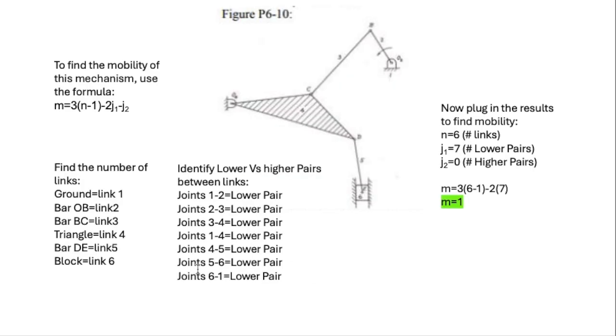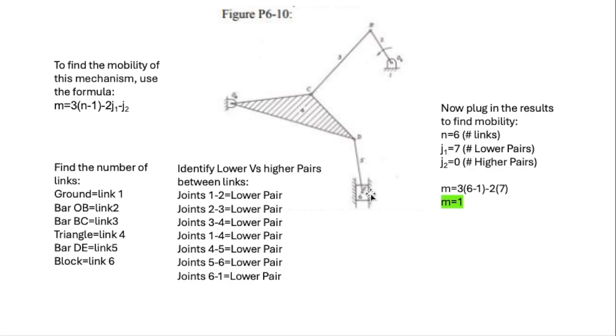Here you have a lot more links. You have 6 links and 7 pairs, but you still find at the end that you have a mobility of 1. You can see you plug in, you have to identify all of the links, all of the joints where these links meet, and then you can put this information into the formula. Are there any higher pairs that are obvious?